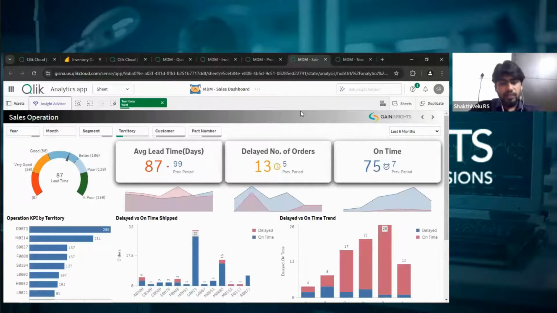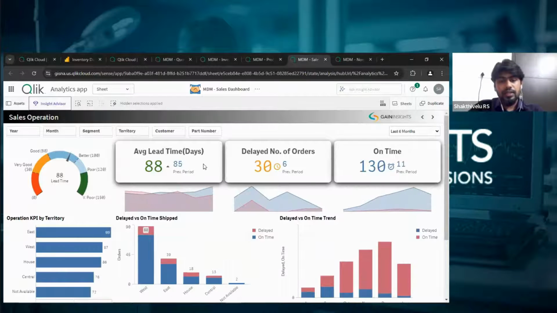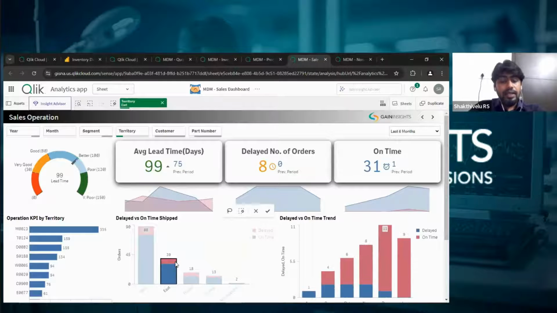I have a sales operation view. From here, I understand the lead days have gone down. That's a good sign. But the number of delayed orders has also gone up. That's something I need to be worried about. Is this the case in all the territories? Let us also check in the East region. The lead time and delayed orders have both gone up.